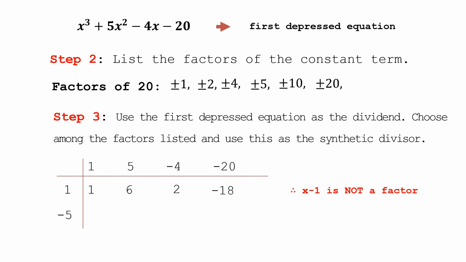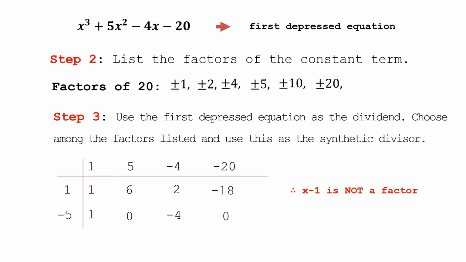Let's try to use negative 5 and let's see if x plus 5 will be a factor of this polynomial function. First step is you have to bring down 1. We have here 1 and then proceed to the two operations, which is multiplication and then addition. We have 1 times negative 5 is equal to negative 5. Negative 5 plus 5, that's equal to 0. And then we multiply 0 and then negative 5, that's equal to 0. 0 plus negative 4, that's equal to negative 4. Negative 4 times negative 5, we have 20, and then 20 plus negative 20 is equal to 0.